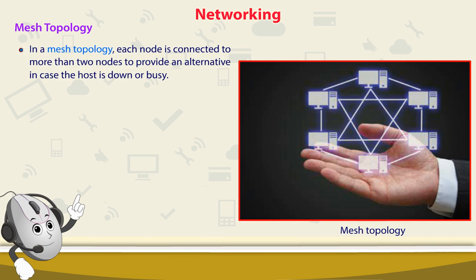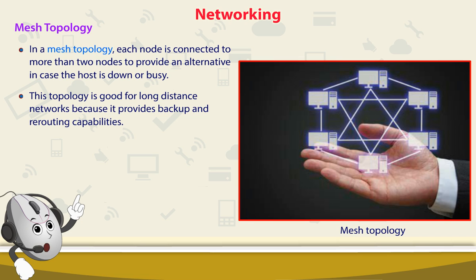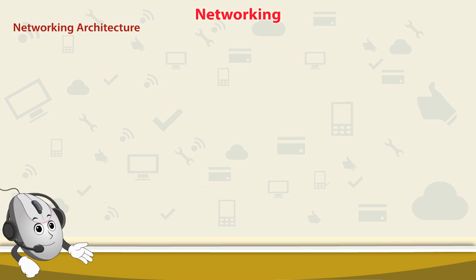Mesh topology. In a mesh topology, each node is connected to more than two nodes to provide an alternative in case the host is down or busy. This topology is good for long-distance networks because it provides backup and rerouting capabilities.